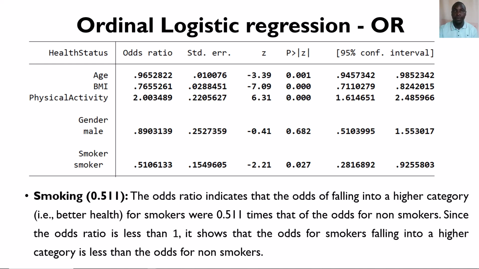We are comparing smokers to non-smokers. Since the odds ratio is less than 1, it shows that the odds for smokers falling into a higher category or having better health is less than the odds for non-smokers. In other words, non-smokers are having higher odds of good health than the smokers.